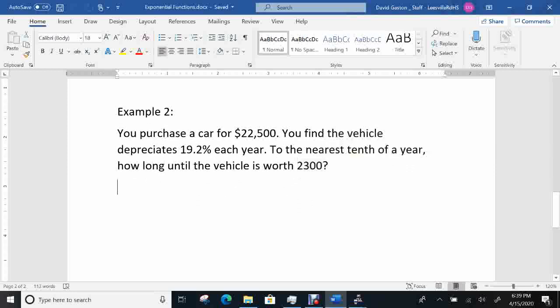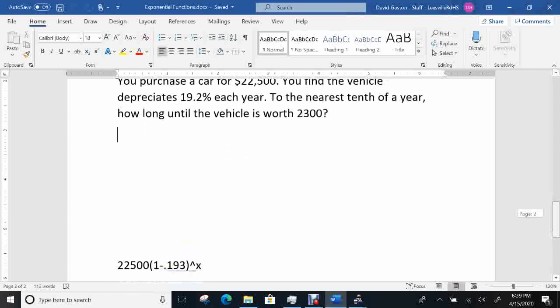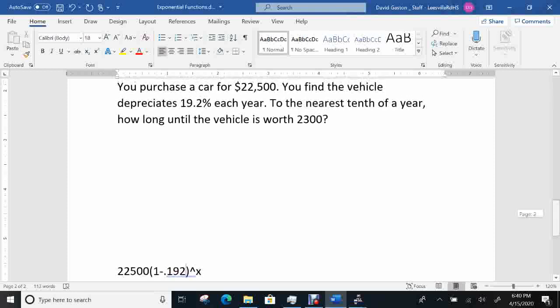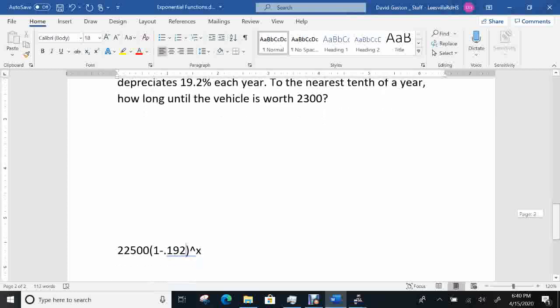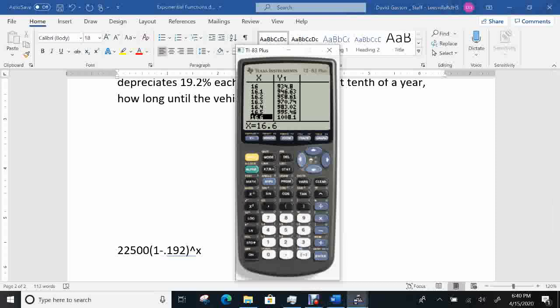Okay, I need to know when it's going to be worth $2,300. I know that I start with $22,500 and it depreciates, which means it's going to be 1 minus 0.192. Now what I could do is use a very similar situation like I did before. I'm going to type that into my calculator, and in doing so, I'm going to find out that these numbers change a pretty fair bit.